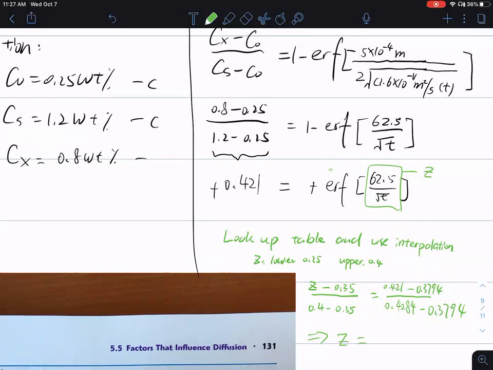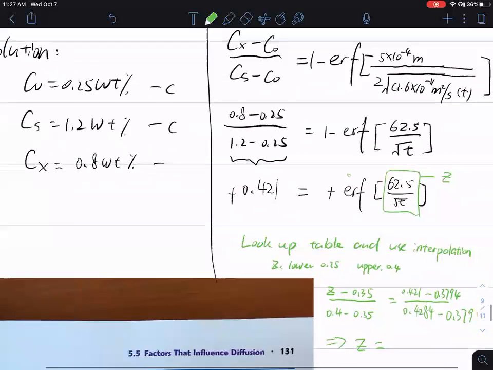From here, what's your calculation for z? Wait, say that again? That's a little bit off. That z value should be in between 0.35 and 0.4. We just want to get a more accurate estimation. So it's a value in between 0.35 and 0.4.